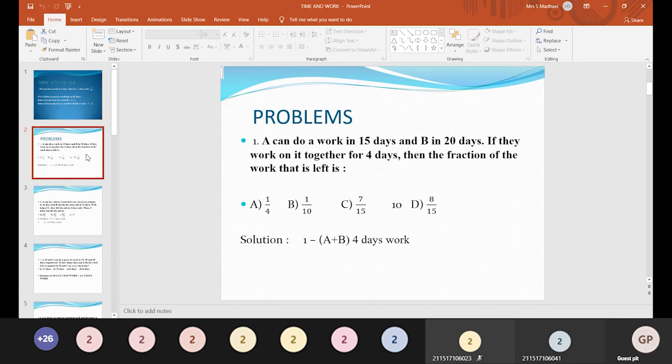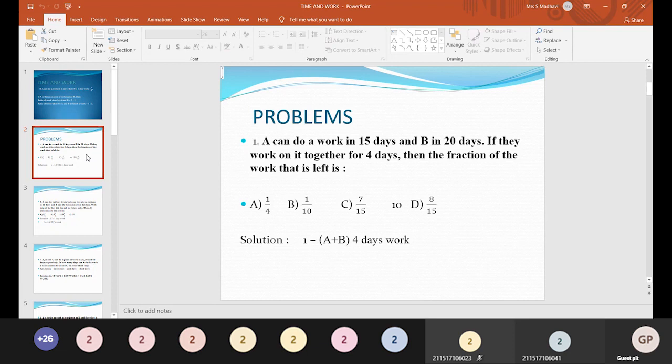Here A's 1 day's work is 1 by 15 and B's 1 day's work is 1 by 20. A plus B's 1 day's work means we have to add the two, that is 1 by 15 plus 1 by 20, which is equal to 7 by 60. Then A plus B's 4 days' work means 7 by 60 into 4, so A plus B's 4 days' work is 7 by 15.